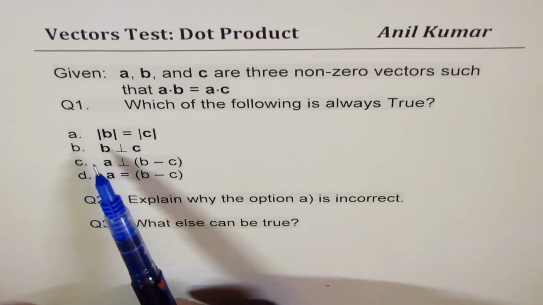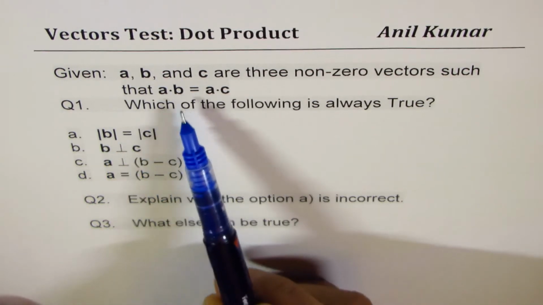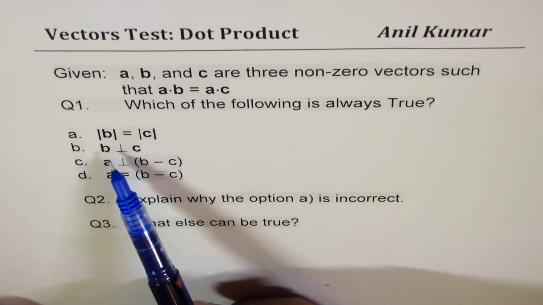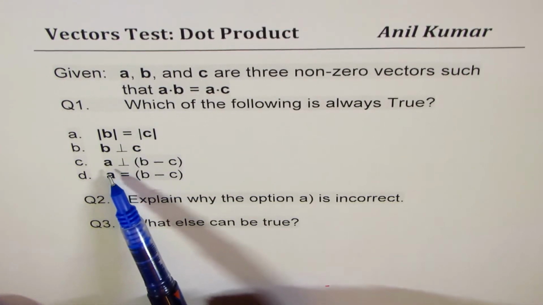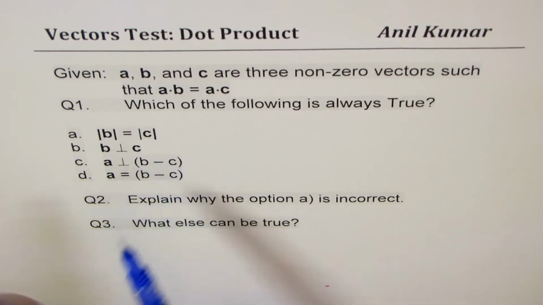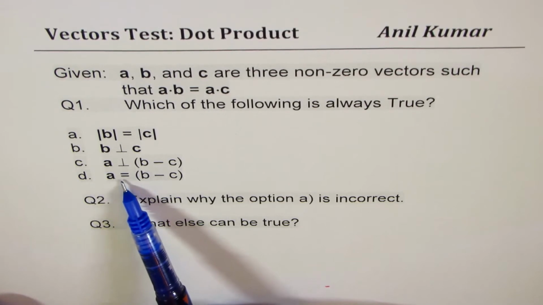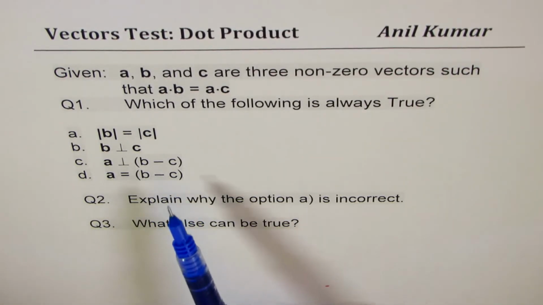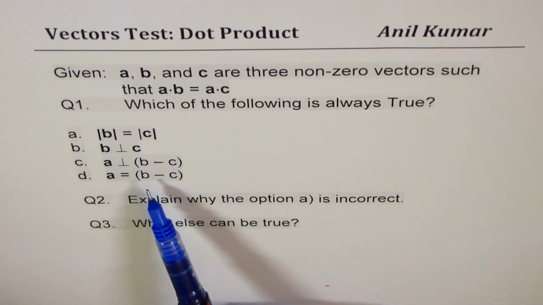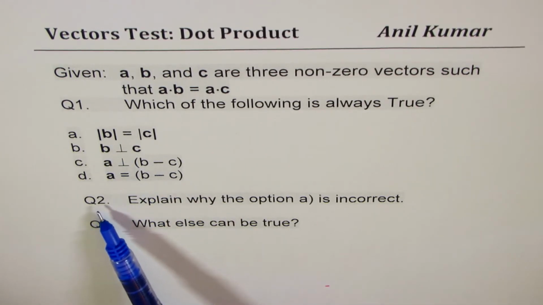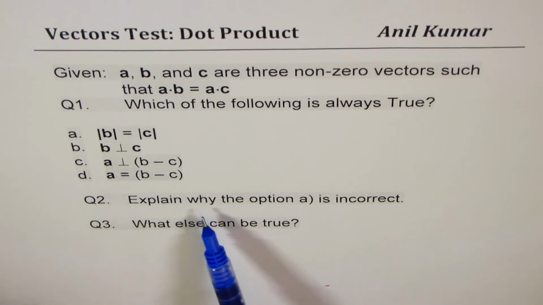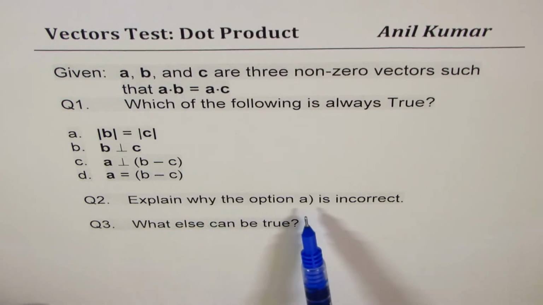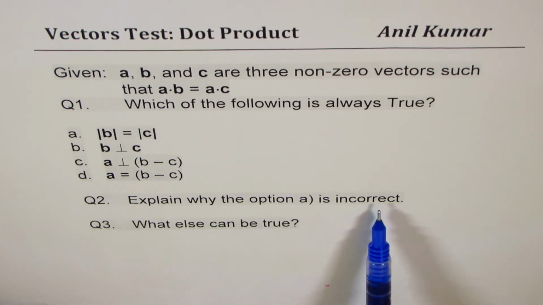Four options are: magnitude of B is same as magnitude of C, B is perpendicular to C, A is perpendicular to B minus C, or A equals B minus C. These are your four options, correct? To help you answer this question, we have question number 2. It says explain why option A is incorrect.